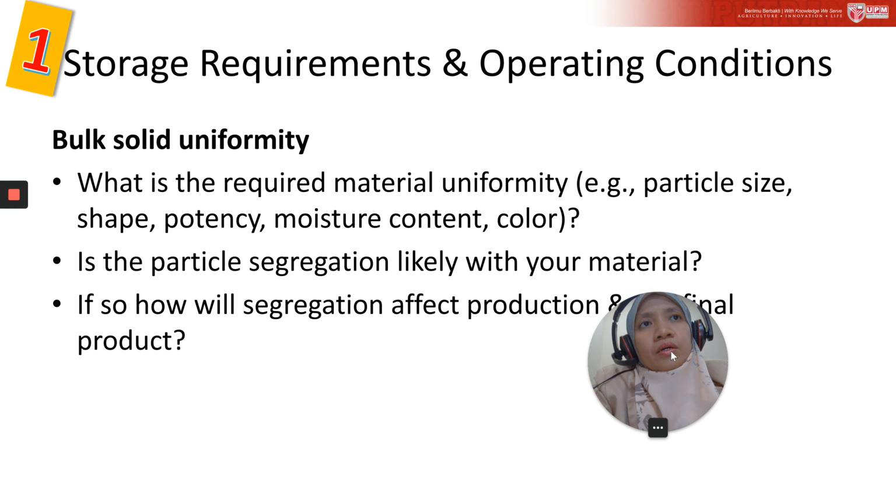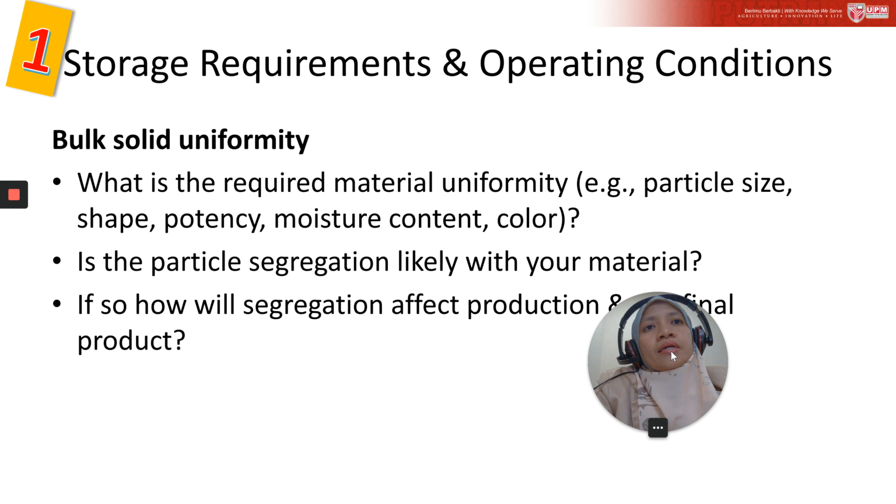Then, bulk solid uniformity. We need to review the uniformity that we need for our raw material before further process, or for our end product. If we are producing infant formula or milk powder, cow milk powder, we need to know what our uniformity targets are. What do we need to take care of? Is it particle size, shape, potency, moisture content, or color? Or could it be the uniformity of the contents.